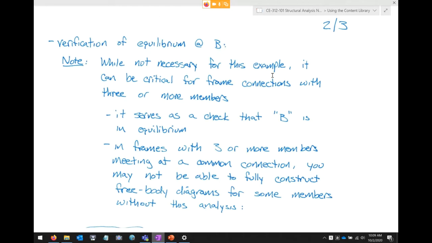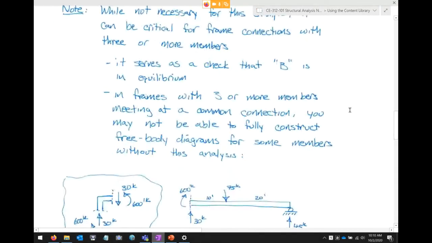And if you've got a frame with a bunch of members all framing into a common joint, it can be necessary because you can use statics. Let's say you've got three members framing into a given connection, like a column, a beam, and another column. You could have the answers for this column and for this beam. But if you're trying to find the answers for this other column, you can use the investigation of the equilibrium at the joint to say, well, this member has a shear of 60 kips, and this one has an axial force of 20 kips. That means that has to be 80 kips going that way, or what have you. So there's a reason for doing it. Not necessary for this problem, but in general, it can be necessary.